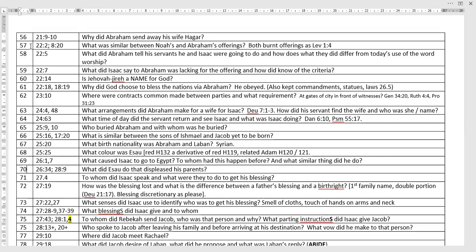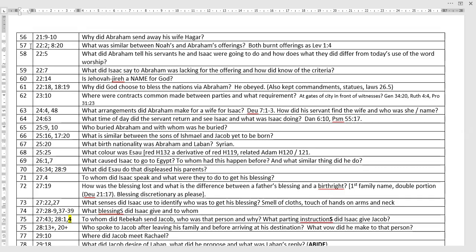And then we go to 28 verse 9. Then went Esau unto Ishmael and took unto the wives which he had Mahalath, the daughter of Ishmael, Abraham's son, the sister of Nebajoth, to be his wife. And we're going to see laws later. So you see Abraham's people practicing these laws before they were given to the nation of Israel later on.